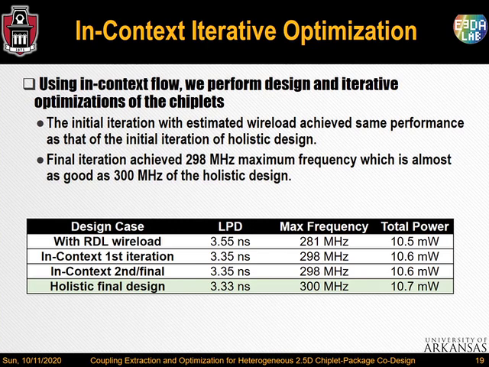The heterogeneous 2.5D design is completed following our in-context iterative optimization flow. This table summarizes the performance of the 2.5D system achieved in each iteration. The initial iteration with estimated wire load achieves 281 MHz system frequency, which is the same performance as that of the initial iteration of the holistic flow design. The final iteration of the in-context flow achieves a system frequency of 298 MHz, which is as good as the 300 MHz of the final design of the holistic flow. This comparison establishes our claim of sufficient accuracy of the in-context extraction method with respect to the holistic extraction.